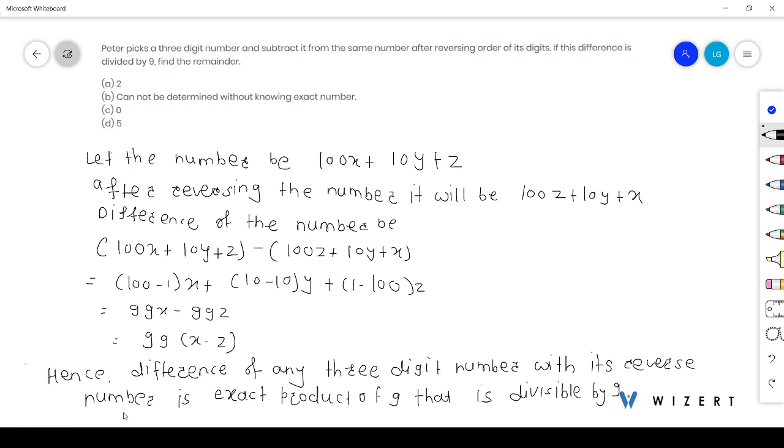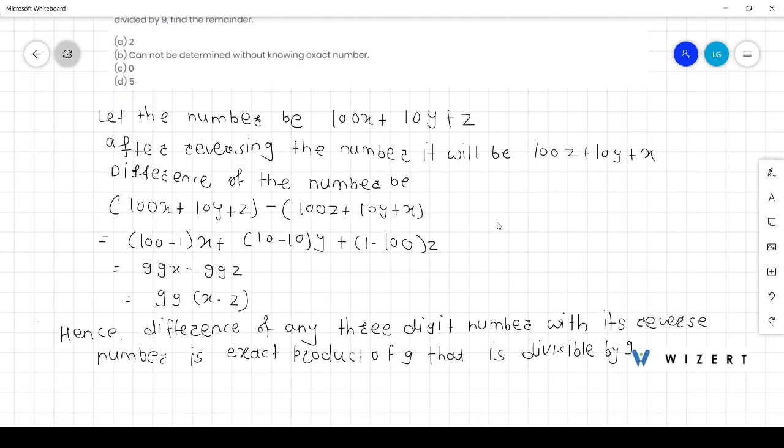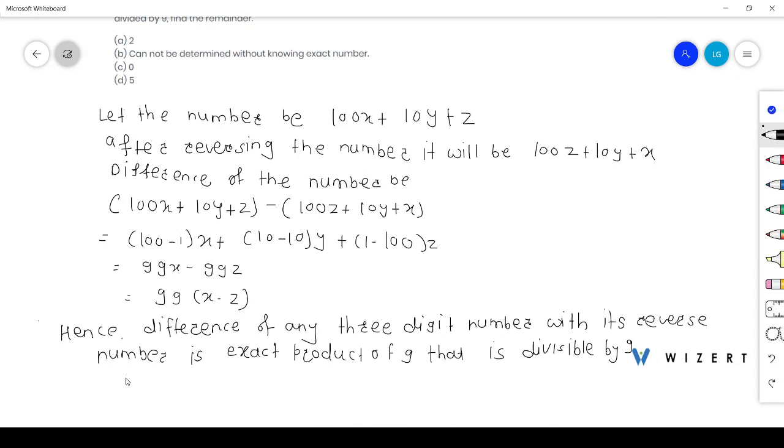Hence, the remainder is always 0, as it is exactly divisible by 9. So the remainder should be 0. Hence, the remainder is always 0. So our answer is 0, which is option C.